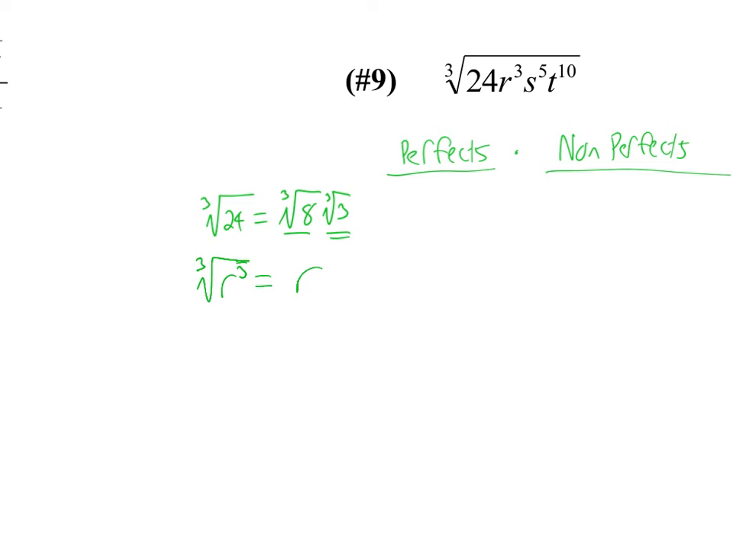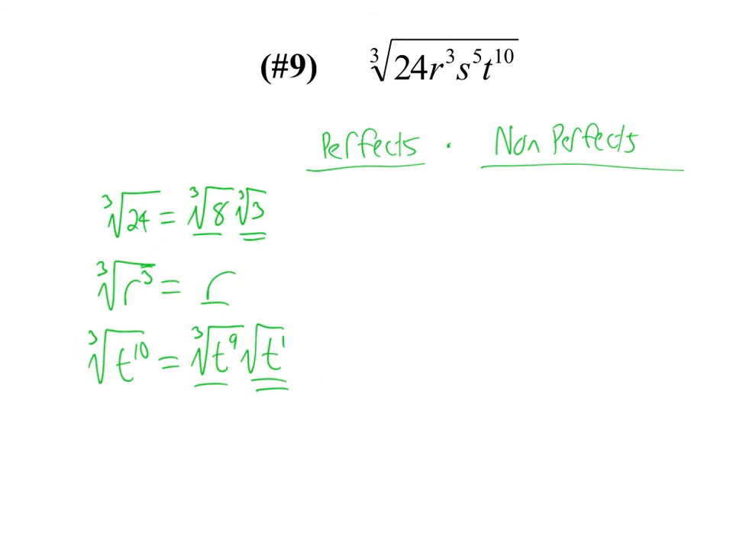And then we have the cube root of t to the 10th. What's the biggest multiple of 3 that goes into 10? Hopefully you said 9. So we have t to the 9th. Oops, that was too big. And then just t to the first power. It's t to the 10th, right? So this is our perfect. These are our non-perfects, right? I think we got everything now here.